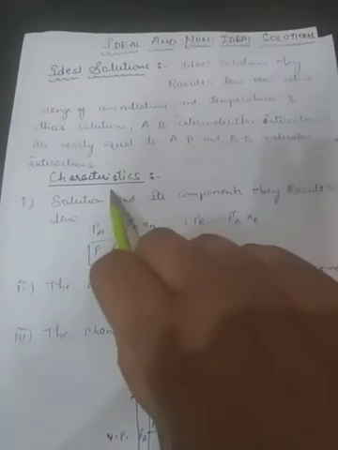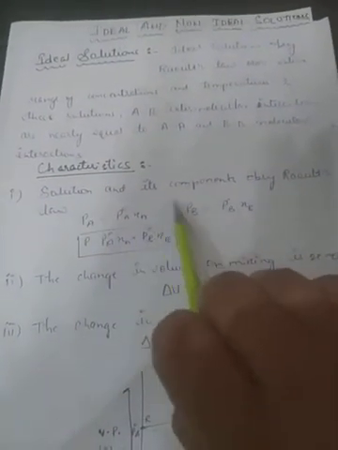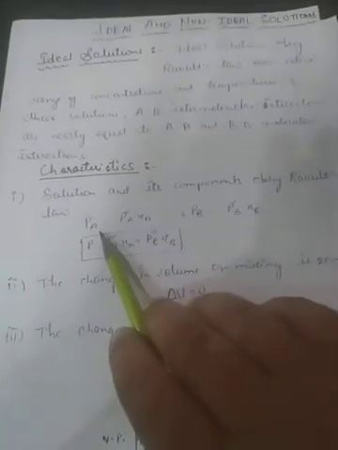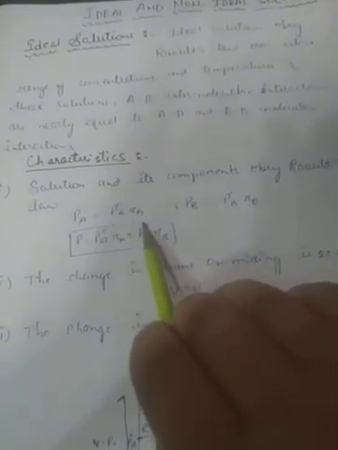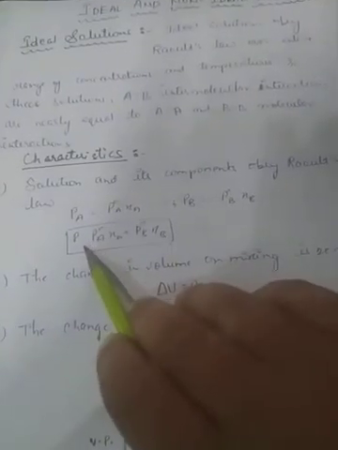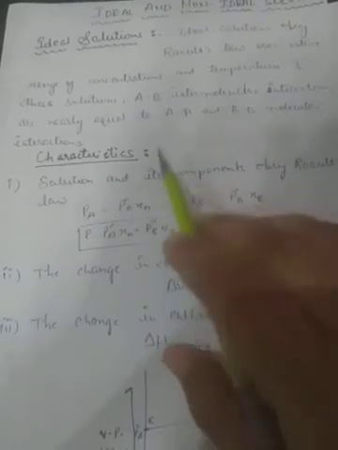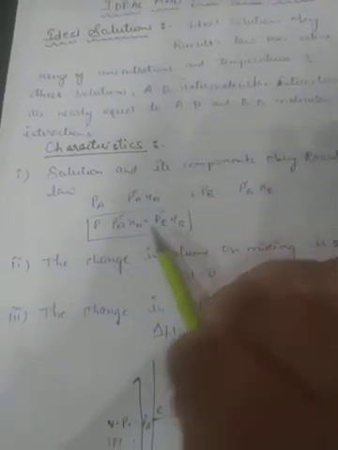So the first characteristic of the ideal solution is that the solution and its components obey Raoult's law, that is Pa is equal to P naught A XA, Pb is equal to P naught B XB, and P is equal to P naught A XA plus P naught B XB. This is Raoult's law, and ideal solutions obey Raoult's law.